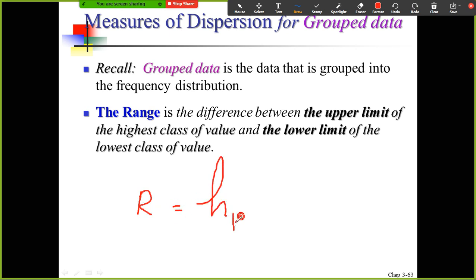H_K. What is K? K is number of classes that is consistent with first step of our 5-step method. So H is upper limit value, K is number of classes. So in this case, it should be upper limit of the last class. So K, it should be the last class.